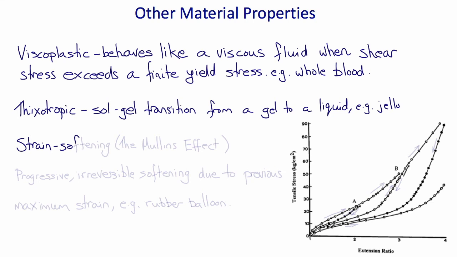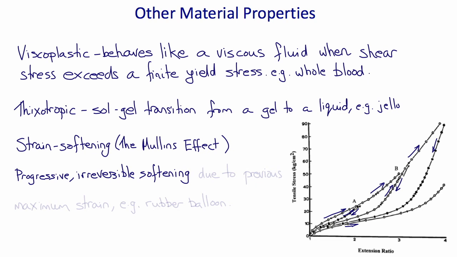Strain softening, or the Mullins effect, is a property that's common to many polymer materials, including many biological tissues. This is a property where a material is permanently softened or softened for a long time after it reaches a new, previously unexperienced maximum load. So progressive, irreversible or nearly irreversible softening occurs, and an example of this is a rubber balloon, which the first time you blow it up is much harder than the second and subsequent times.